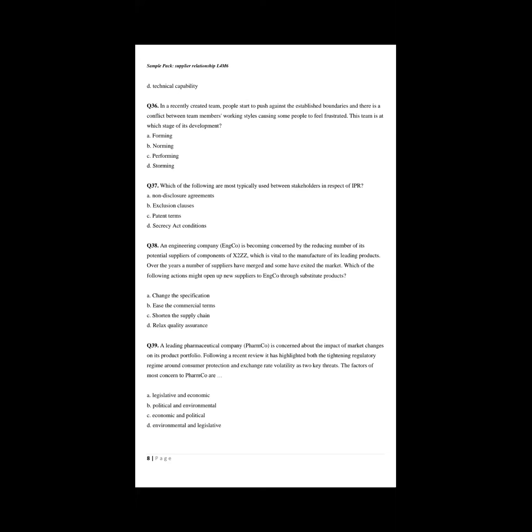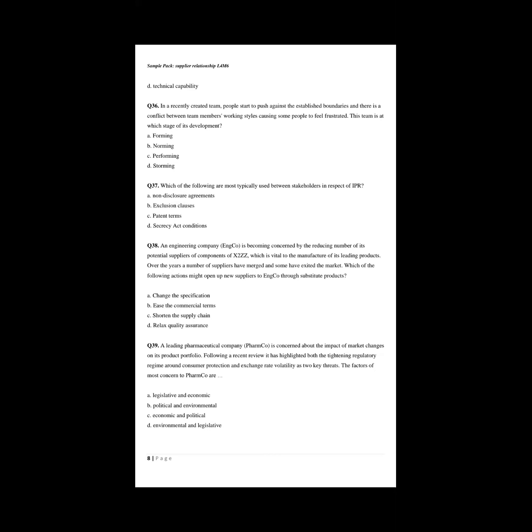Easing the commercial terms, shortening the supply chain, and how do you do that? Maybe supply rationalization. That will also not bring any supply because you are even limiting the number of existing suppliers. Then relaxing your quality assurance. Quality assurance should not be relaxed. Quality should always be there. Just change the specification.